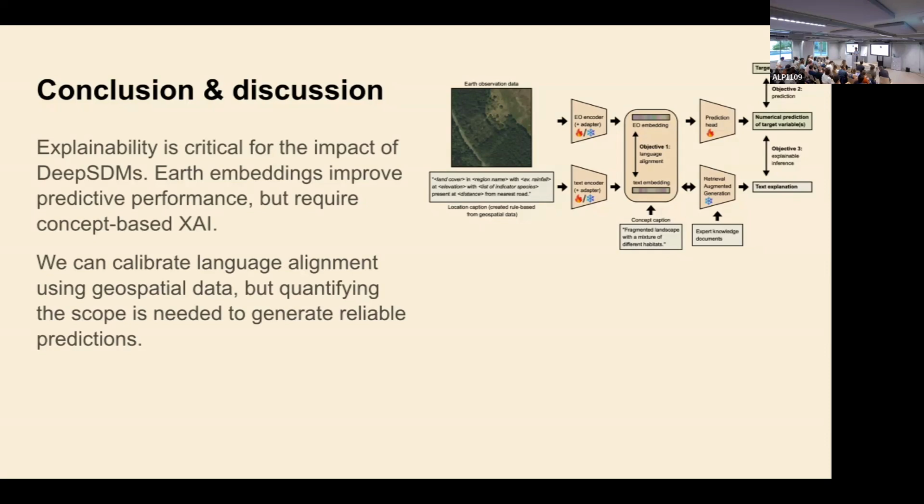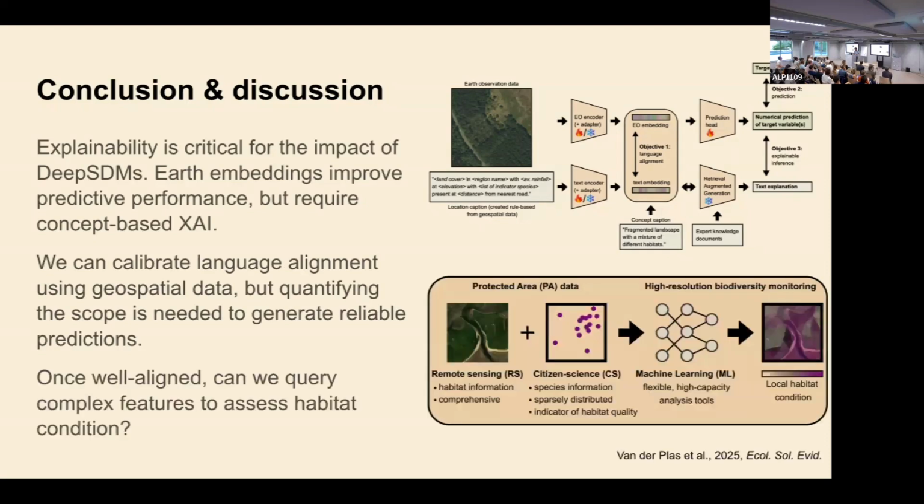And for us, the big picture is seeing, once this works well, can we then essentially use the capabilities of the language model and the language embedding space to query features that we don't have geospatial data on, to really get to information about habitat condition, etc.